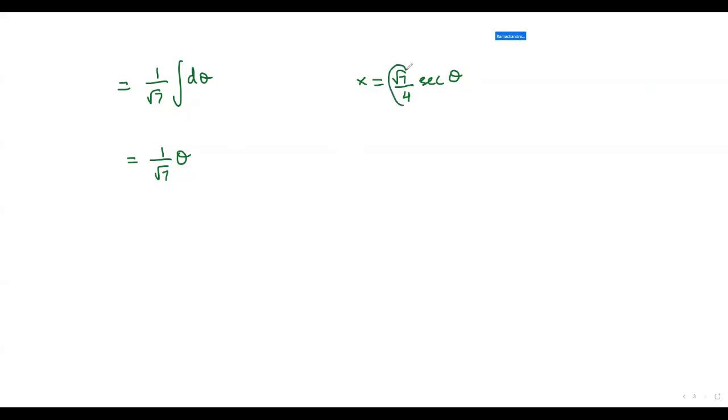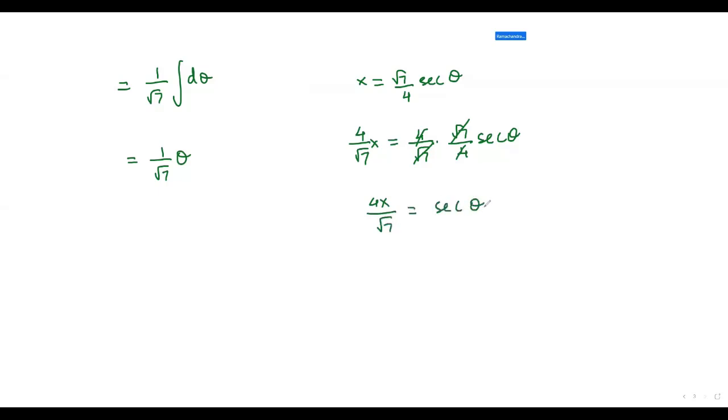For that, first we have to get rid of this fraction square root of 7 over 4, which is multiplied by secant theta. For that, we have to multiply both sides of the equation by the reciprocal of this fraction, that is 4 over square root of 7. Okay, let me do it. 4 over square root of 7 times x equals 4 over square root of 7 times square root of 7 over 4 times secant theta. So here this 4 will cancel, square root of 7 will cancel.